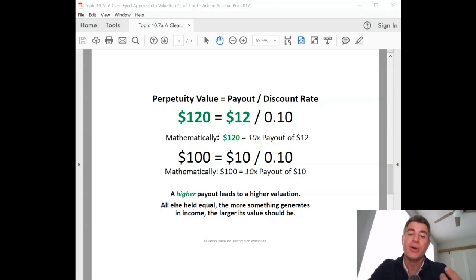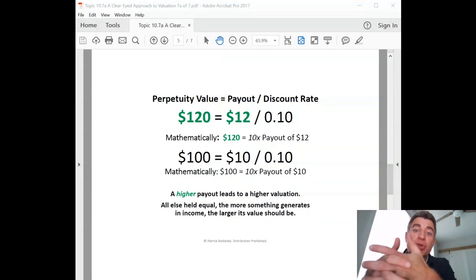So what's another way to look at this, though? Well, the same thing would work. What if I change the payout? What if the company made less money, all else equal? Well, naturally, then my value should go down. So if it's a function of the payout, and I'm assuming the risk is the same as represented by the discount rate, my value should be higher with a higher payout and lower with a lower payout, as we see right here. All right. So naturally, the more something generates in income, the larger its value should be. So if I hold risk constant, I've got two projects, one generates more income, the one that generates more income should be worth more.